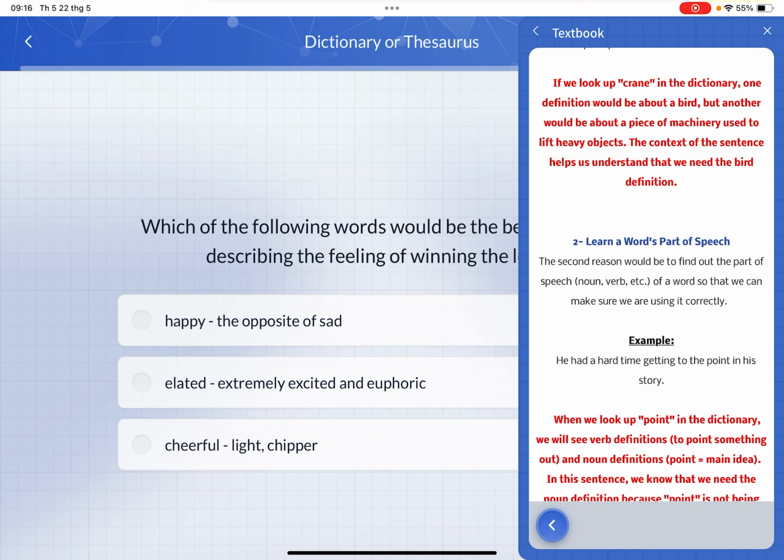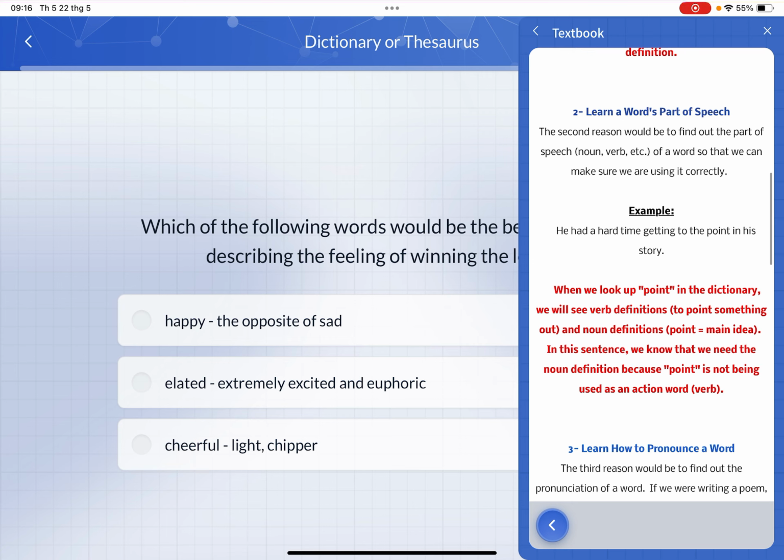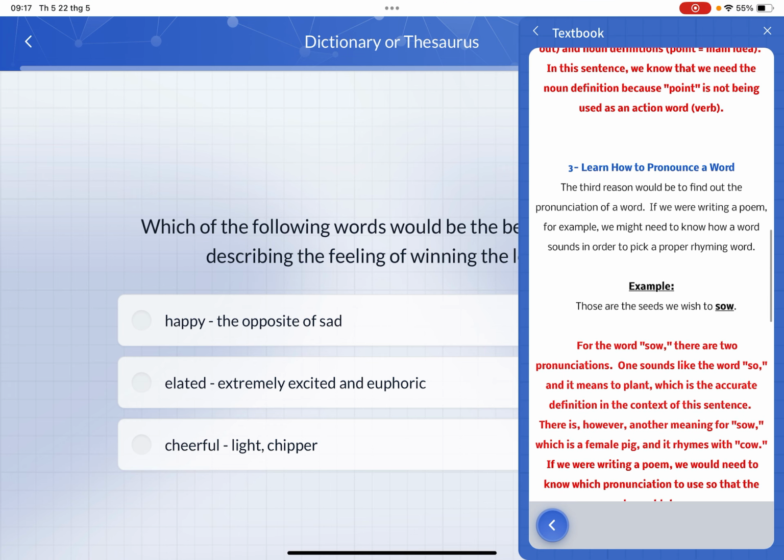For example, he had a hard time getting to the point in his story. When we look up point in the dictionary, we will see the verb definition is to point something out, and the noun definition is point, which is the main idea. In the sentence, we need the noun definition because point is not being used as an action verb here. It is not used as an action word here.